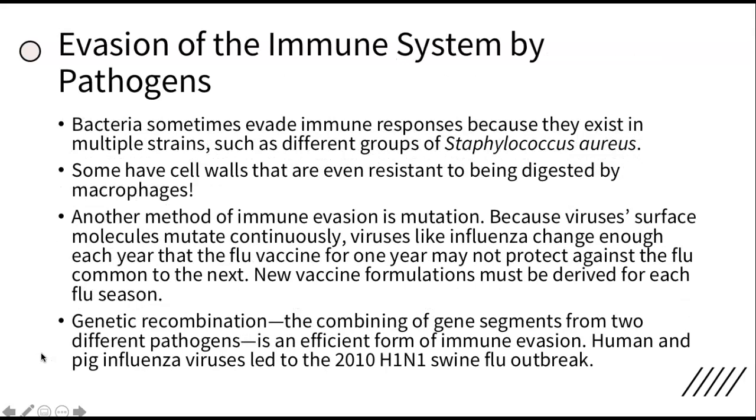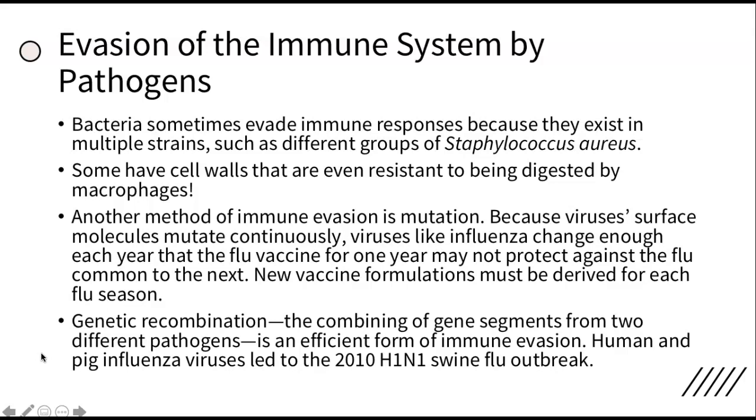Bacteria sometimes can evade the immune responses because they exist in multiple strains, such as different groups of Staphylococcus aureus. And some have cell walls that are even resistant to being digested by macrophages, which is pretty impressive because macrophages are very good at the jobs that they do.